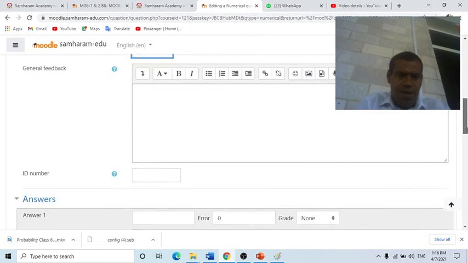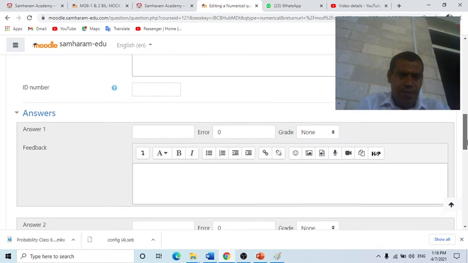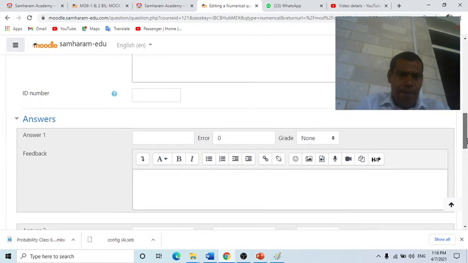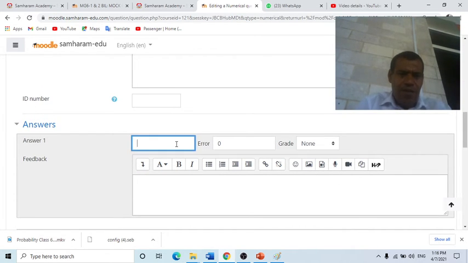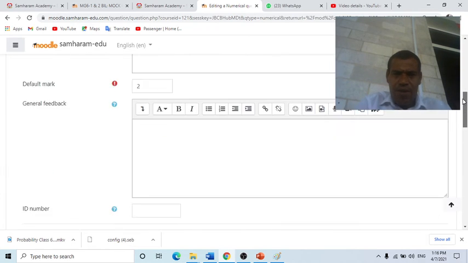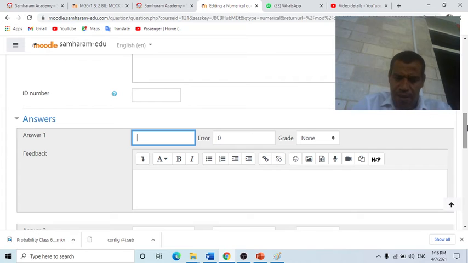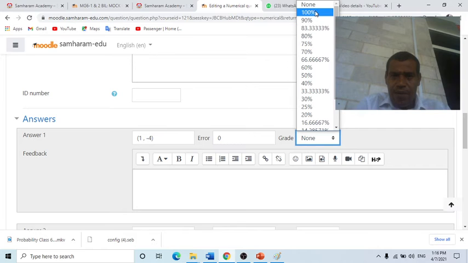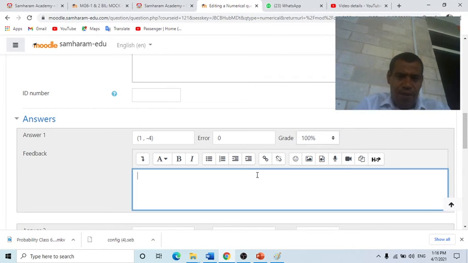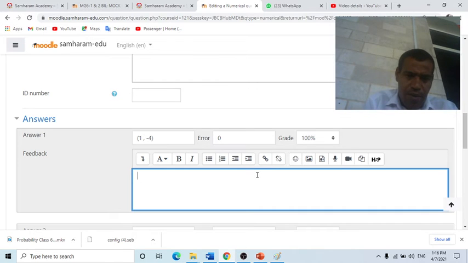This is 2 marks, of course. Here we have answers. We have the vertex is what? You can see that the vertex is (1, -4). It's 1 between parentheses, 1, -4. Clear? 100% gives us what means 2 marks. Feedback. The vertex. Turning point.